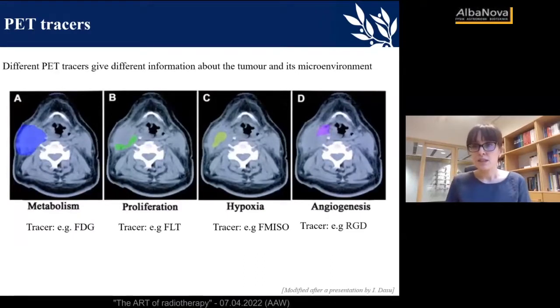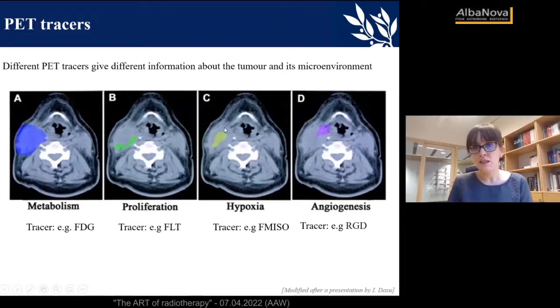Now, if we use different PET tracers, so different molecules linked to this beta plus emitter isotope, we can actually have different information from a functional and biological viewpoint of the tumor and of its microenvironment. So, for example, here you see a head and neck case, and in the first figure, the tracer used is FDG, so fluorine linked to glucose, and it shows us the regions of increased metabolism. There are other tracers that could help us to see the areas of increased proliferation, as you see in this second figure, and then tracers such as F-MISO, for example, that give us the possibility of seeing regions of hypoxia. And also the last tracer shown here shows us regions of angiogenesis.